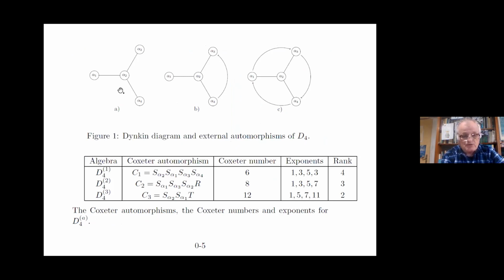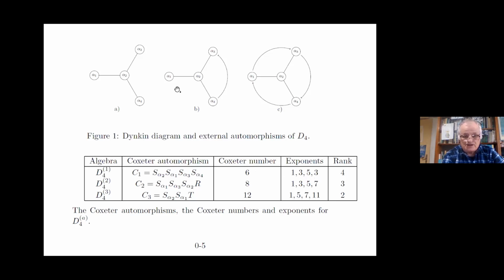The first one, when we take as Coxeter automorphism simply the element of the Weyl group. And it is written here as the composition of reflections with respect to the simple roots. This Coxeter automorphism has Coxeter number 6, and the exponents are 1, 3, 5, and 3 again. The rank of the algebra is 4.